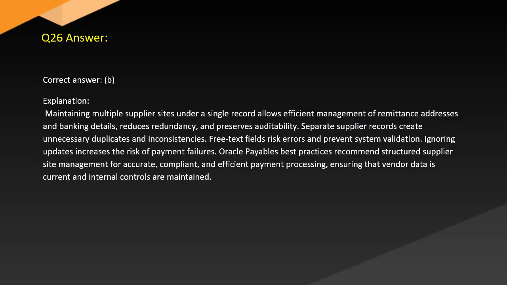Answer. Correct answer. B. Explanation. Maintaining multiple supplier sites under a single record allows efficient management of remittance addresses and banking details, reduces redundancy, and preserves auditability. Separate supplier records create unnecessary duplicates and inconsistencies. Free text fields risk errors and prevent system validation. Ignoring updates increases the risk of payment failures. Oracle Payables best practices recommend structured supplier site management for accurate, compliant, and efficient payment processing, ensuring that vendor data is current and internal controls are maintained.